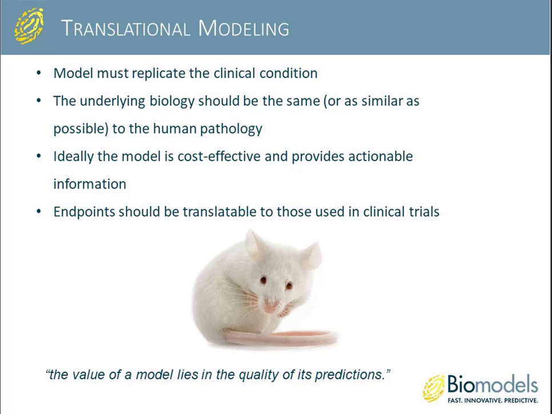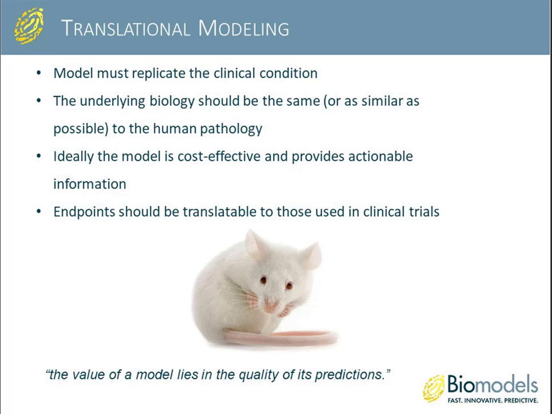Here at Biomodels, our goal is to provide translational models to our clients. There are a number of criteria that these preclinical disease models should fit when we're trying to model and treat a disease. First and foremost, we want the model to replicate the clinical condition, and we'd like to see that the underlying biology is the same or very similar to the human disease or the pathology that's seen in human disease.